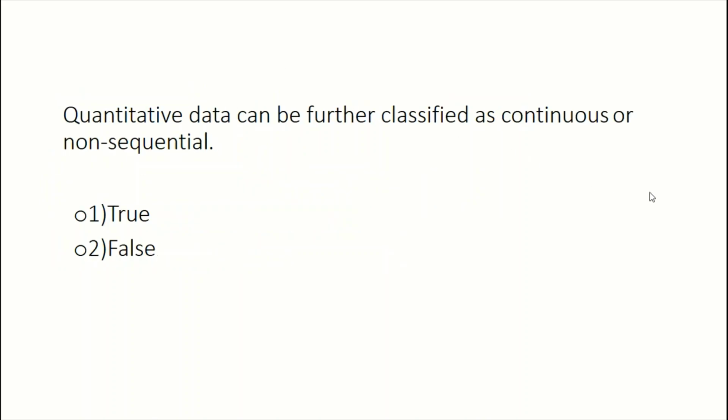Quantitative data can be further classified as continuous or nonsequential. Is this true or false? Quantitative data can be further classified as continuous or discrete data. We do not have a nonsequential class of quantitative data. Therefore, this statement is false.